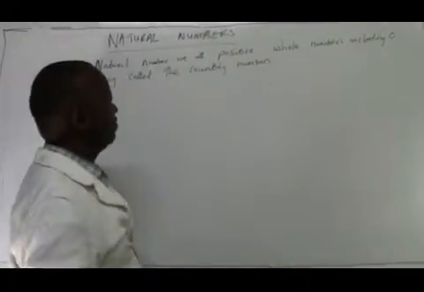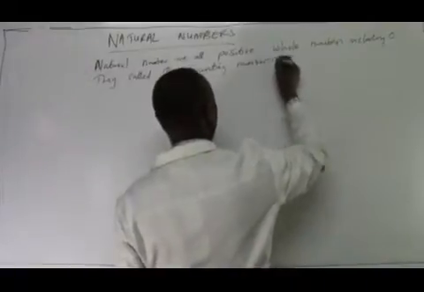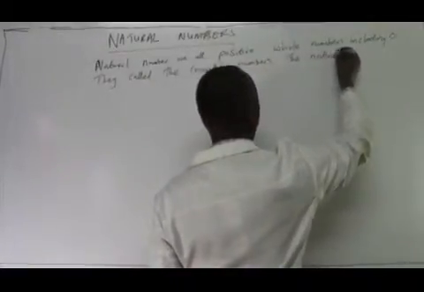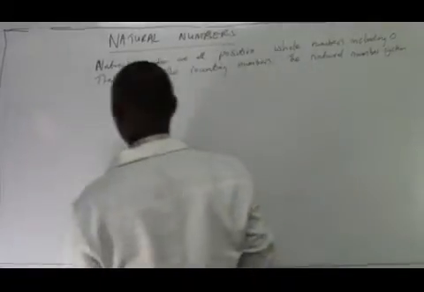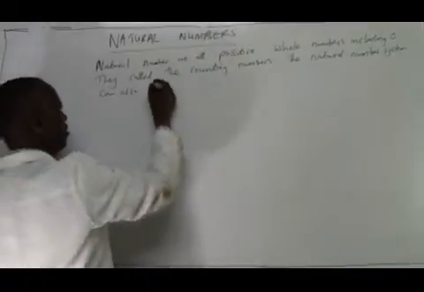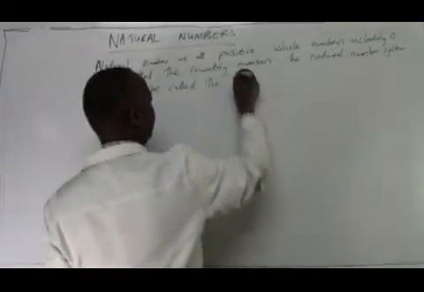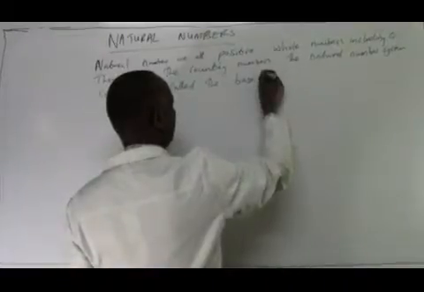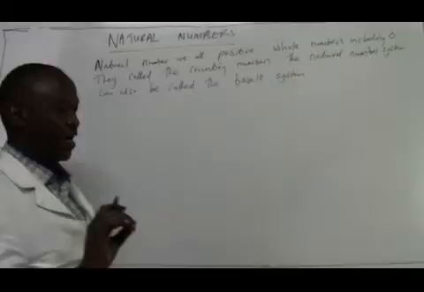Another word we can use for them, we can also say natural numbers, the natural number system can also be called the decimal system, or the base 10 system of counting, because we are counting in tens.